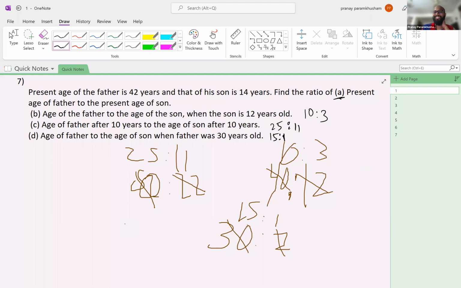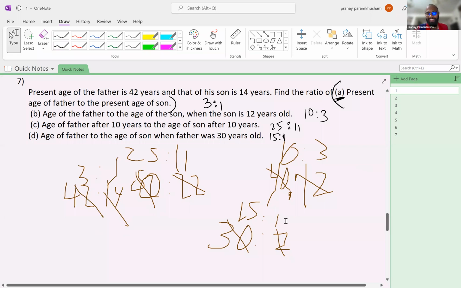I was trying to say the same. The A. We did B, C, D. How do I do this? A. Present age of father to the present age of son. It's 42 to 14, which equals 3 to 1. Yeah. So you didn't do the main one, the showstopper. Okay. All right. I think we are done.